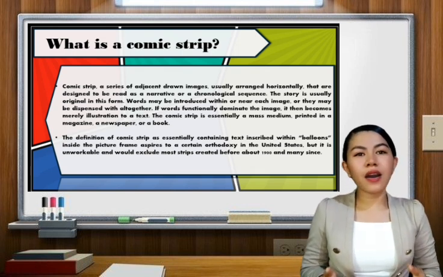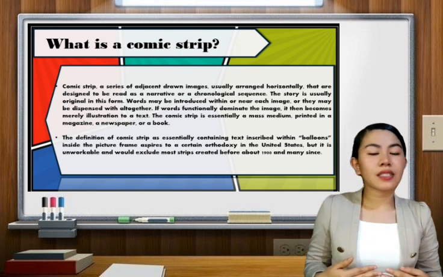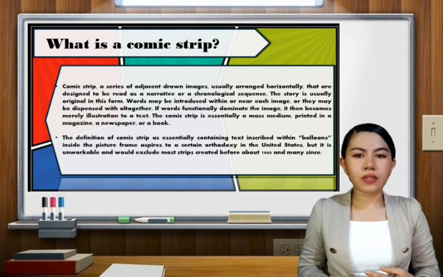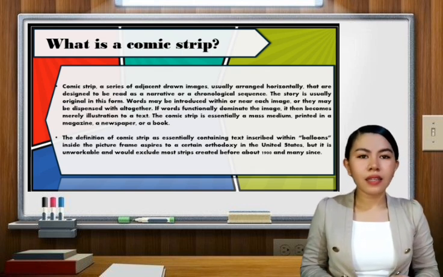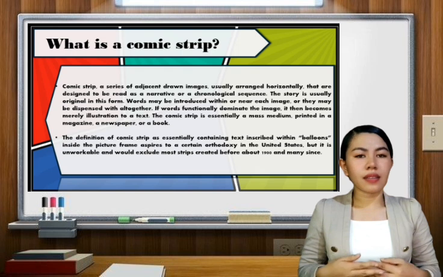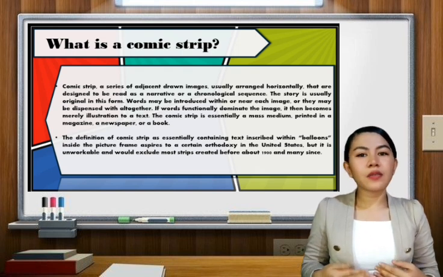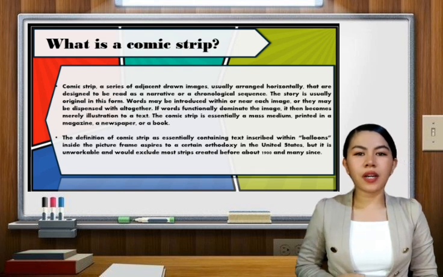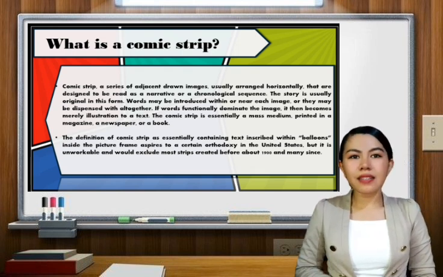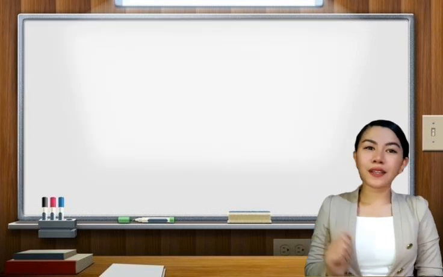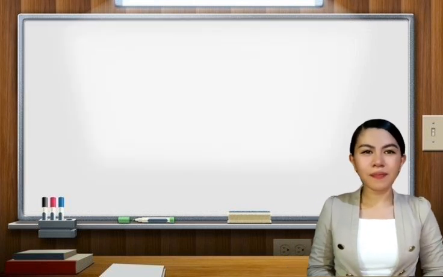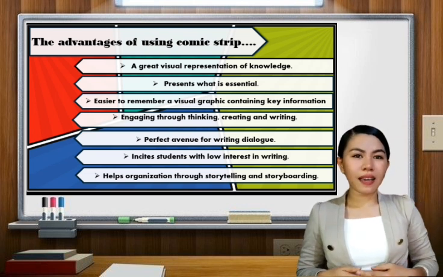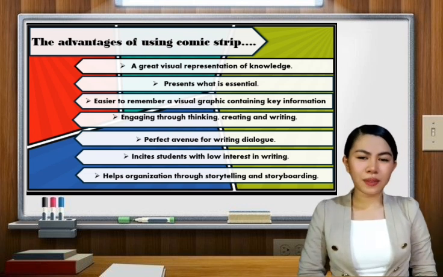The definition of a comic strip as essentially containing text inscribed within balloons inside the picture frame aspires to a certain orthodoxy in the United States, but it is unworkable and would exclude most strips created before about 1900 and many since. After knowing what is a comic strip, now let's discuss what are the advantages of using a comic strip as an assessment tool.